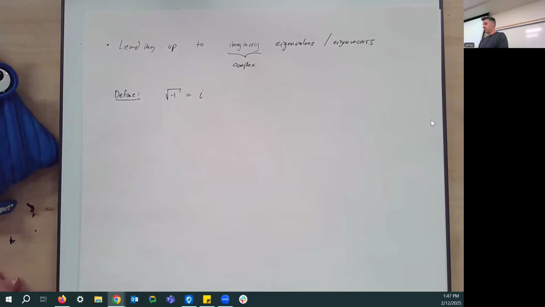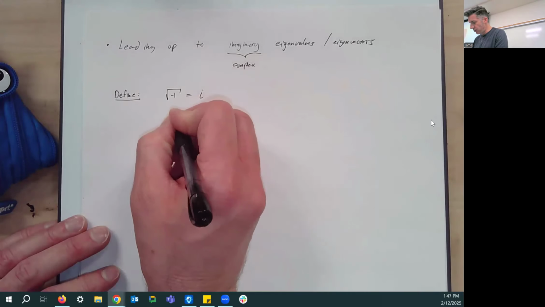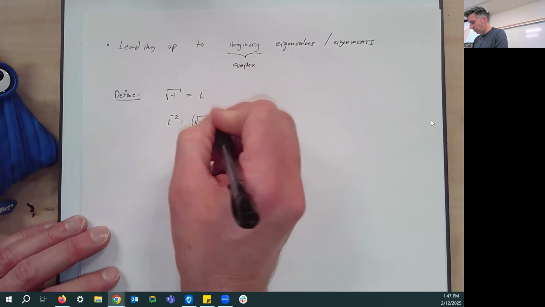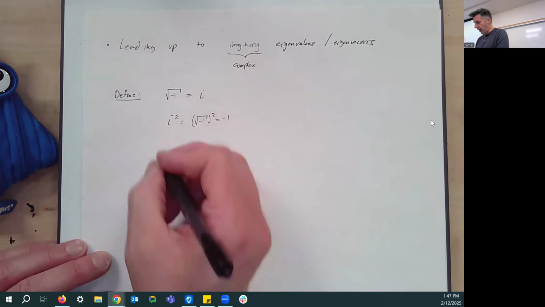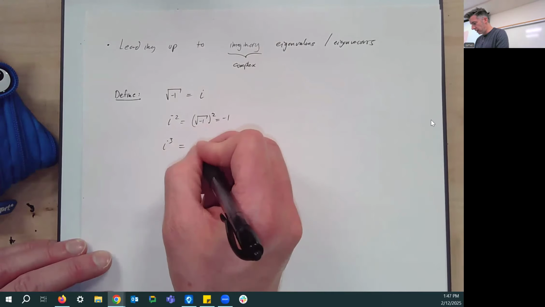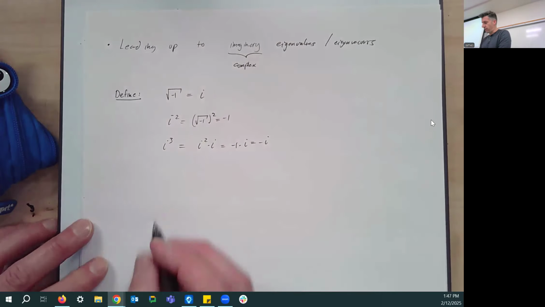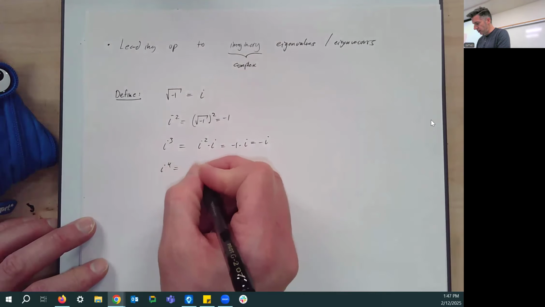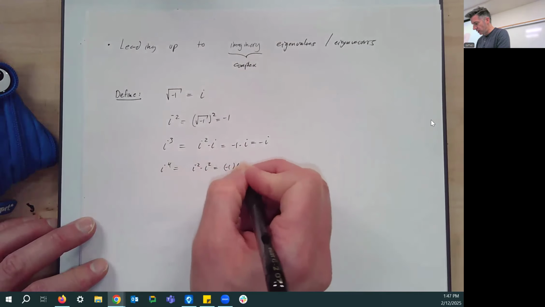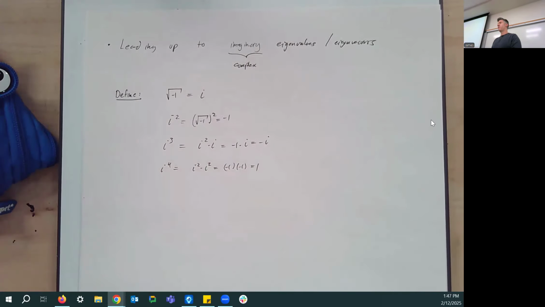A few things we should know about this. i squared is equal to the square root of -1 squared, which is -1. i cubed is equal to i squared times i, which is -1 times i, which is -i. i to the fourth is equal to i squared times i squared, which is -1 times -1, which is +1. And then what I like to think of is you've done a full cycle. It's similar to the derivatives of sine. If you take the derivative of sine 4 times, you get back to where you started. If you raise i to a power 4 times, you get back to where you started.